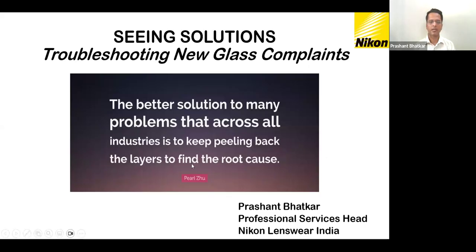The better solution to many problems across all industries is to keep peeling back the layers to find the root cause. I think this is a basic fundamental of troubleshooting: to identify the root cause, because unless you know the reason for the customer complaint, it would be incorrect to jump to some conclusion. So the idea is to identify the problems.